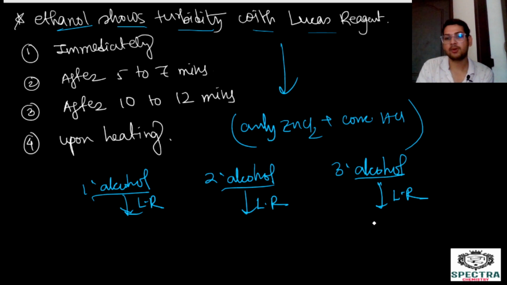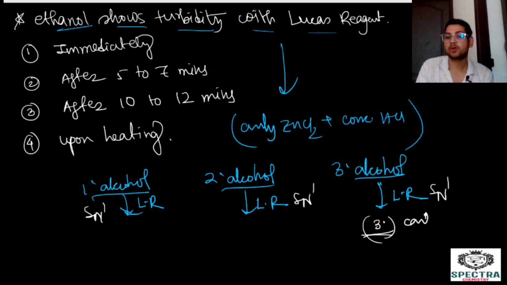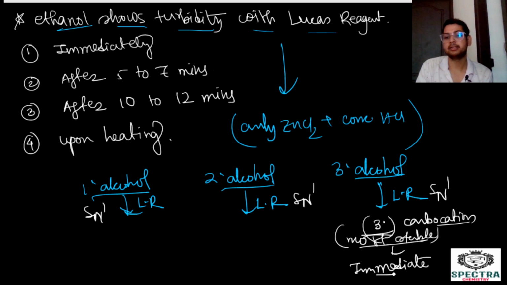In 3-degree alcohol, all the reactions are SN1 mechanism. Okay, Lucas reagent reaction is SN1. Why and all this I have already discussed in the classes. SN1 mechanism means I will get 3-degree carbocation, and 3-degree carbocation is most stable. That means I will get immediate turbidity.